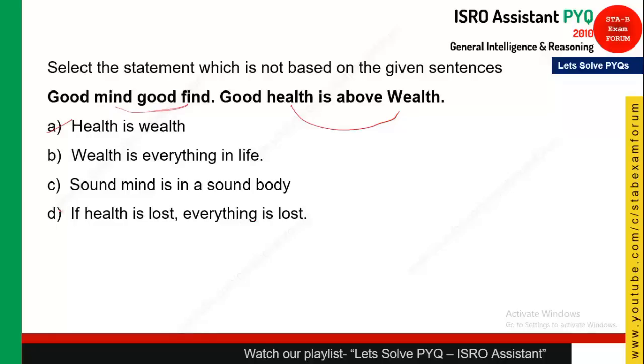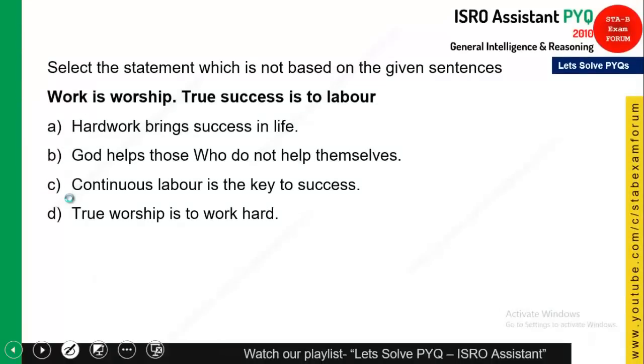There is no negative sentence here. So you cannot deduce option D from these options. From my perspective, option D is the correct answer for this question. So option D should be the right answer. Let's see the next question.